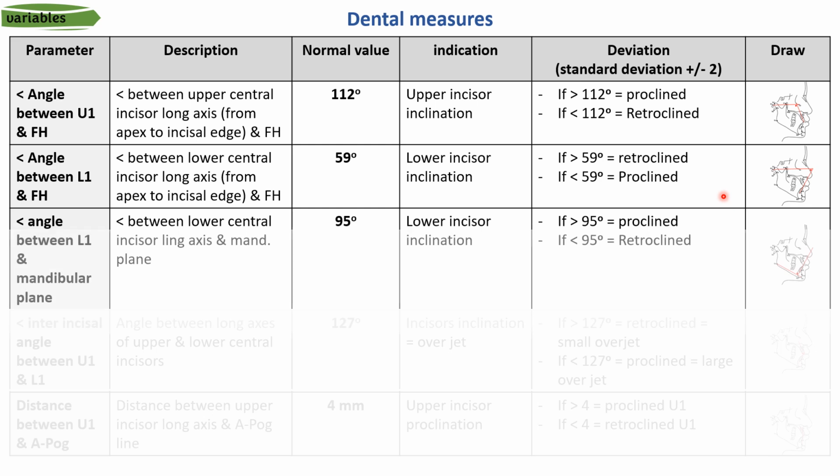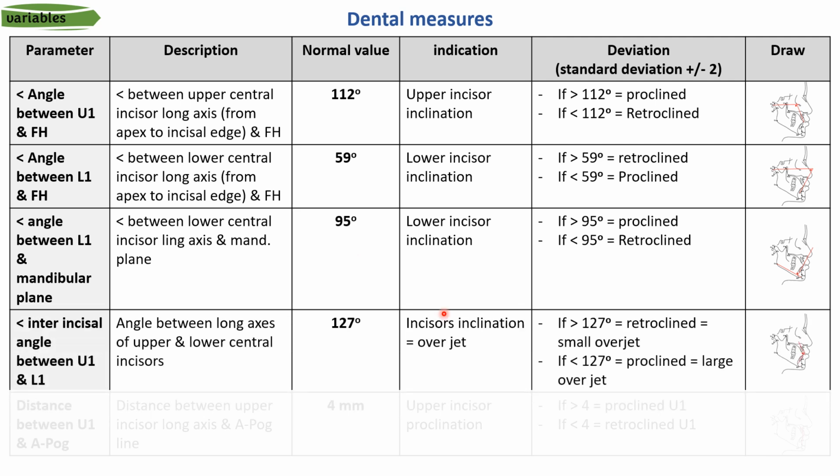The angle between the lower central and the mandibular plane, mean value is 95 degrees. If it increases, the lower incisors are proclined. If it decreases, the lower incisors are retroclined. The interincisal angle, which is the angle between the long axis of the upper central and the long axis of the lower central, mean value is 127 degrees. If it increases, it means that there is a small overjet, and if it decreases, it means that there is a large overjet.